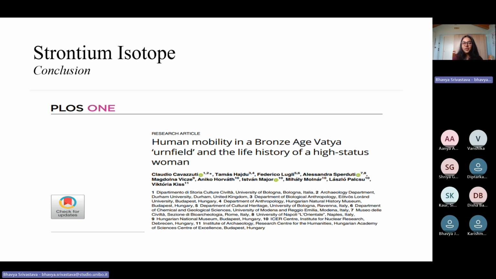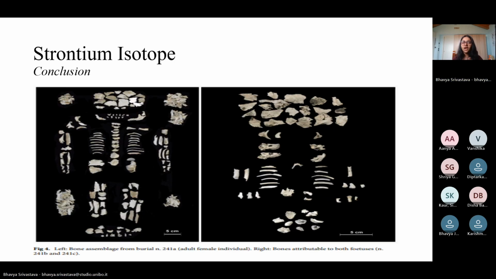So what happens in this case study is that a burial is found. On the left side, you can see a skeleton that is found. It's of a woman. And on the right side, you can see another burial. This is actually a burial of a fetus that was present in the woman's body.